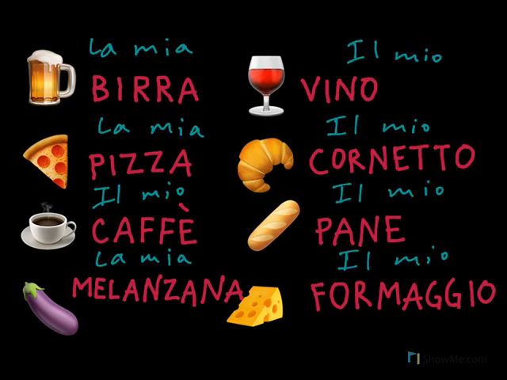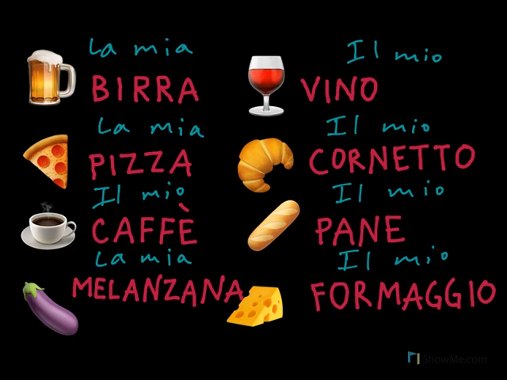All right, let's take a look in here. Birra ends on a. La mia birra would be my beer. Pizza, feminine, singular as well. La mia pizza would be my pizza. Caffè happened to be a masculine noun, so it will be il mio caffè. Melanzana ends on a, most likely it's feminine, and it is correct. La mia melanzana. Vino. Vino is masculine, ends on o, kind of gives you a hint. Il mio vino, my wine.